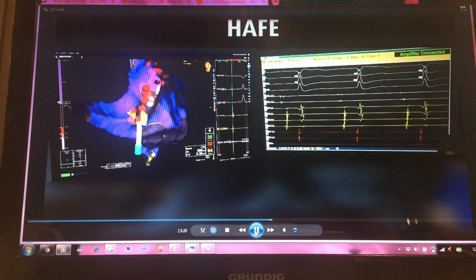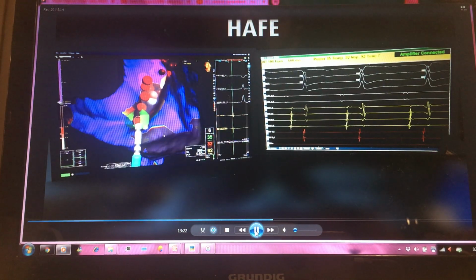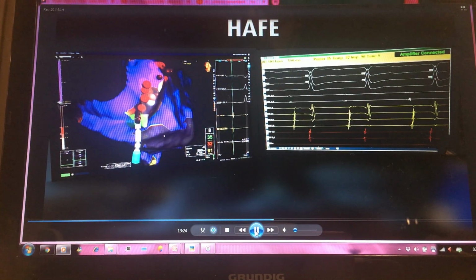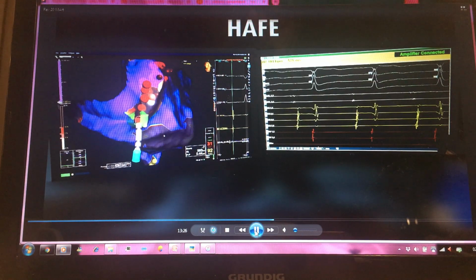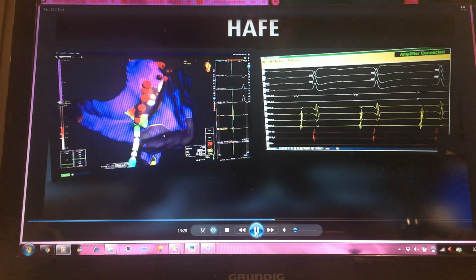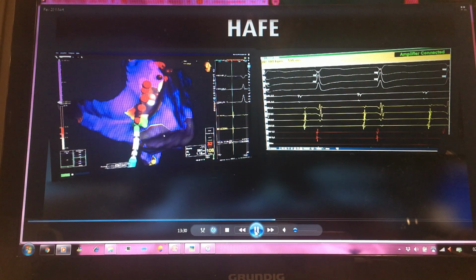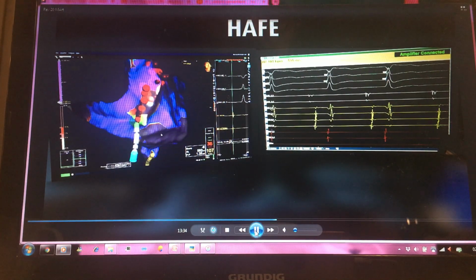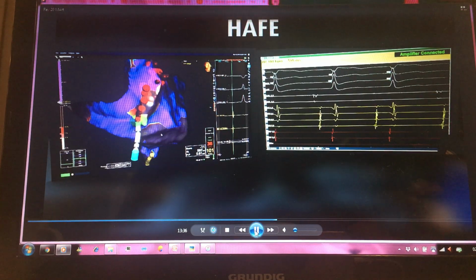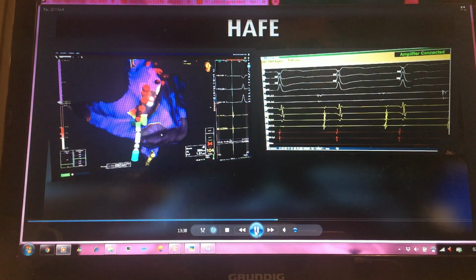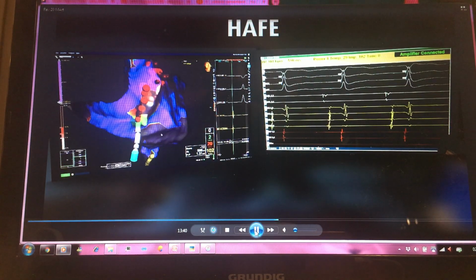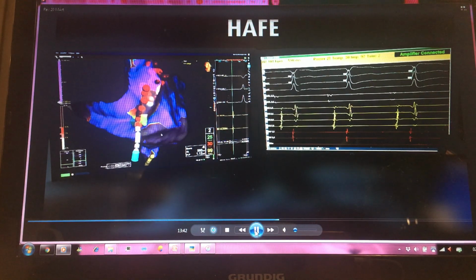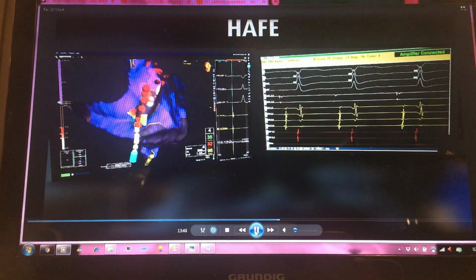But if you use general anesthesia, it will be better. It will be better for catheter tissue contact stability. Of course. Now we are very close to our transeptal puncture site. Very close.